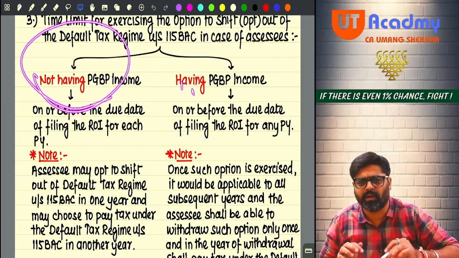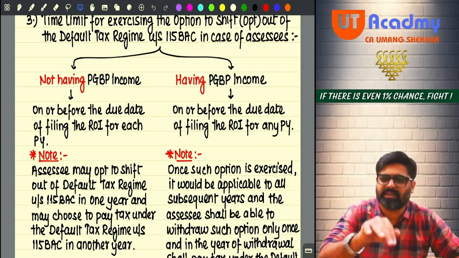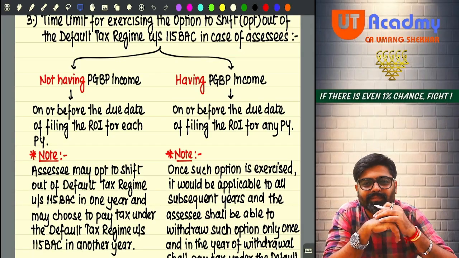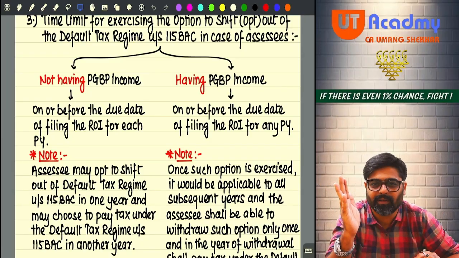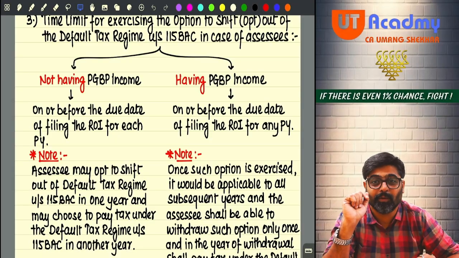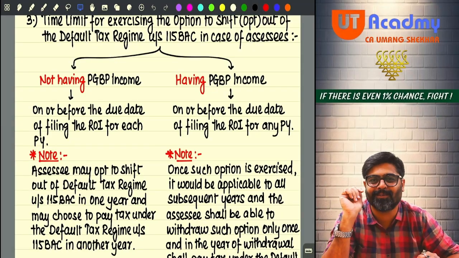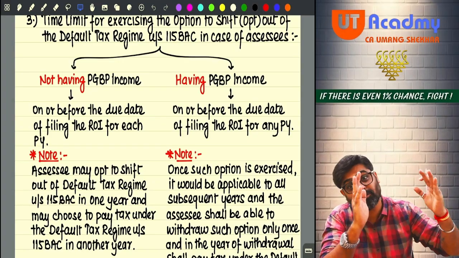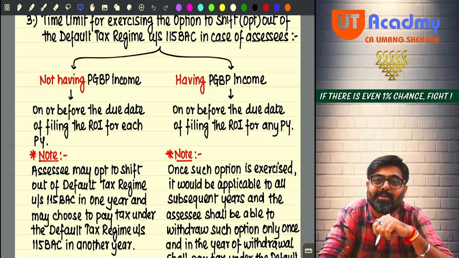But if you are not earning PGBP income, this year you followed 115 BAC, next year also followed, and after 2 years you want to shift out, go shift out, no problem. 115 BAC will not stick to you. Getting my point? See, Madam Nirmala Sitharaman, optional, no? Now we have made it default also. And once you forget to shift out and you are earning PGBP income, this will stick to you forever. Now, if you want to shift out, you will have to stop earning PGBP income.